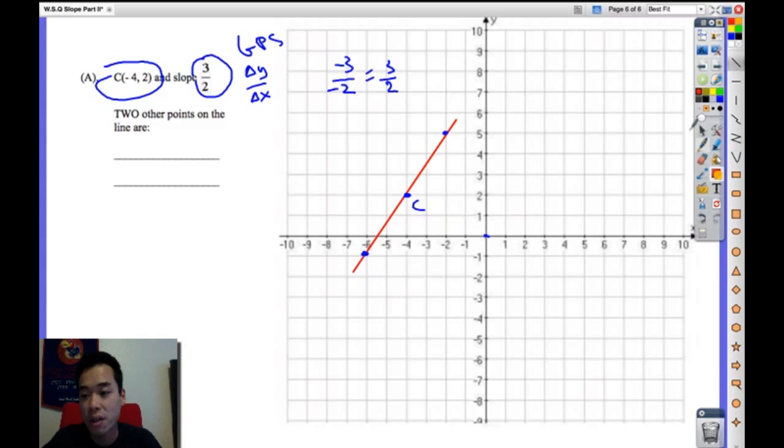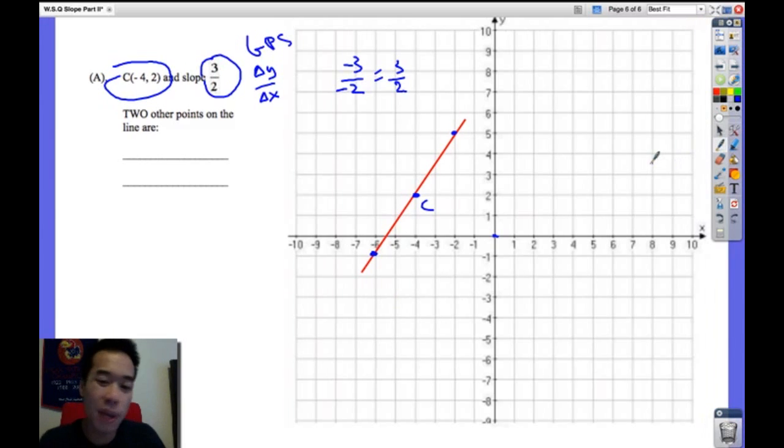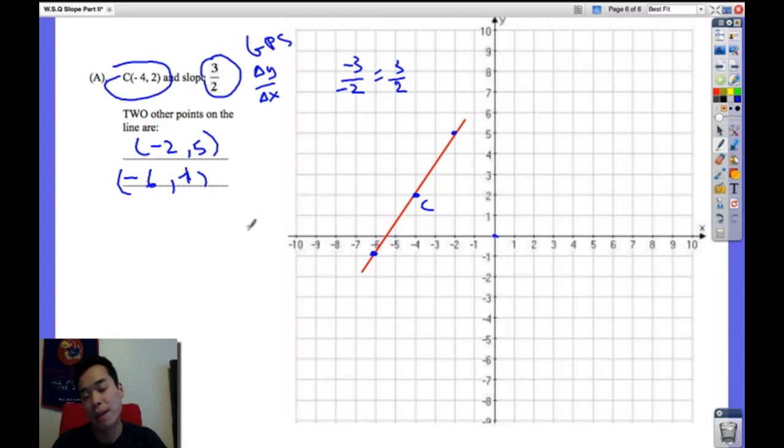Obviously this is a function, and we'll go more into functions, but it doesn't really stop. It goes on indefinitely in both directions. So I have -2, 5. So my first pair is -2, 5. And then my second one would be at -6, -1. Those are not the only two answers to this question. You can pick any point off that line.